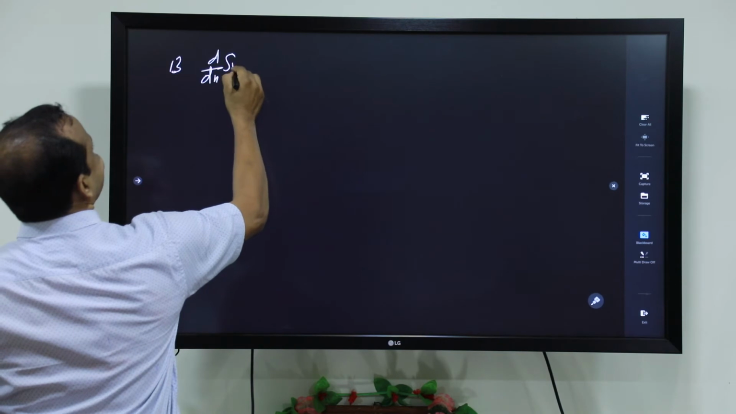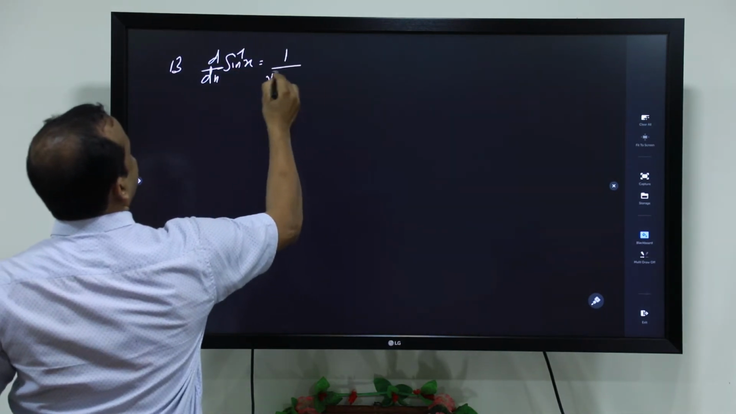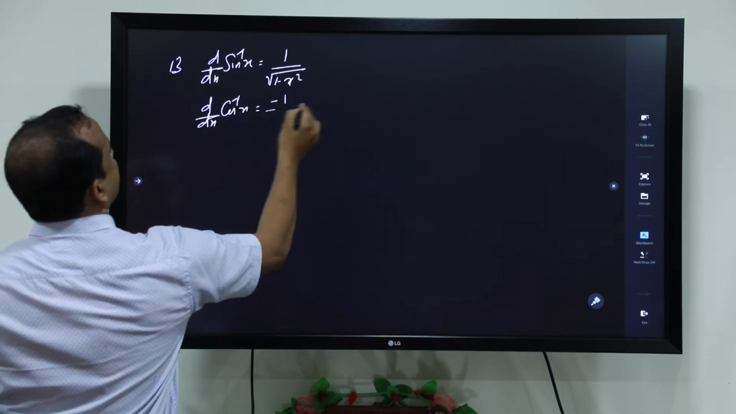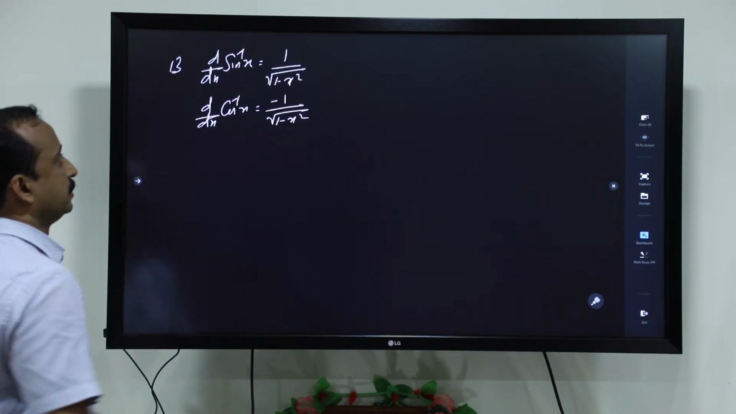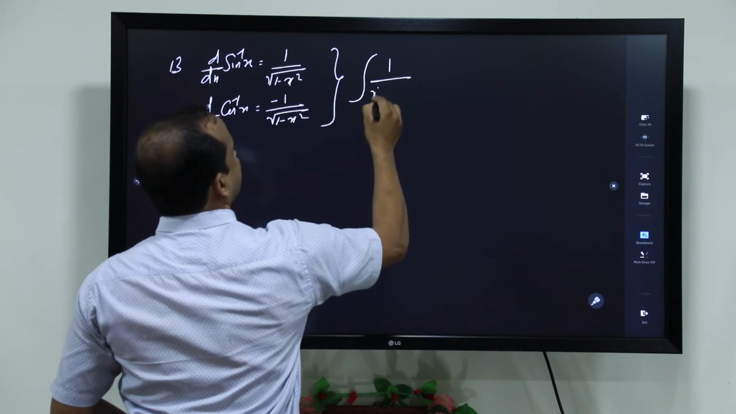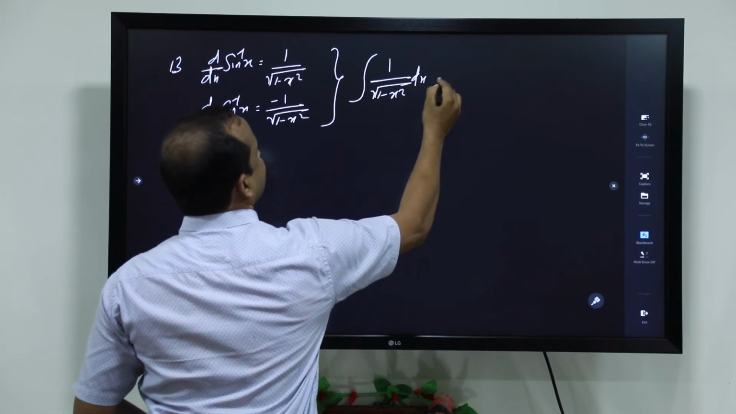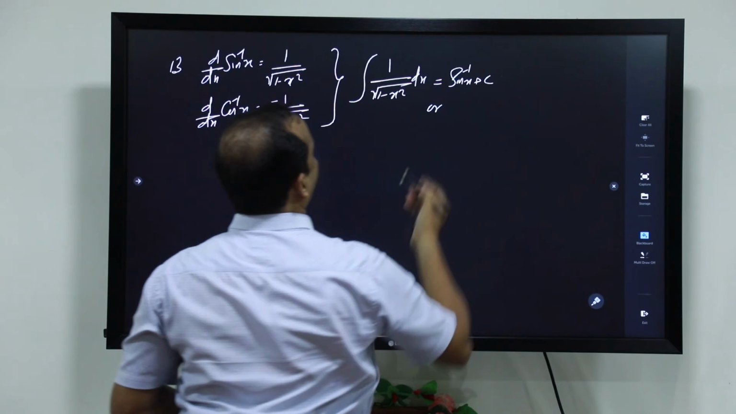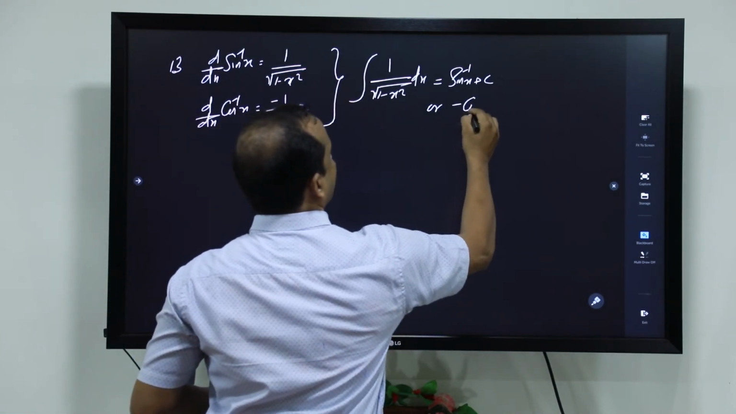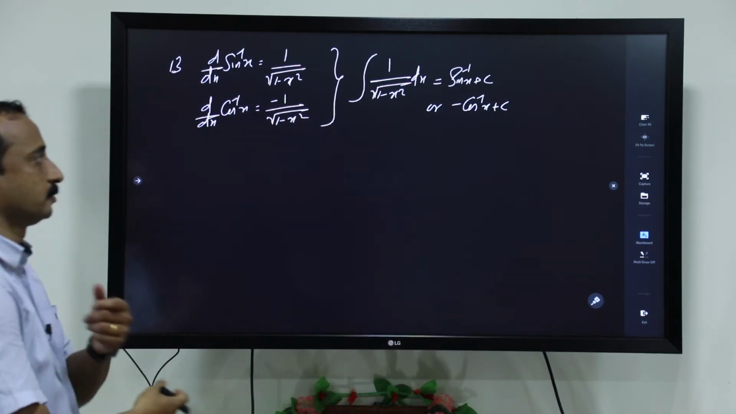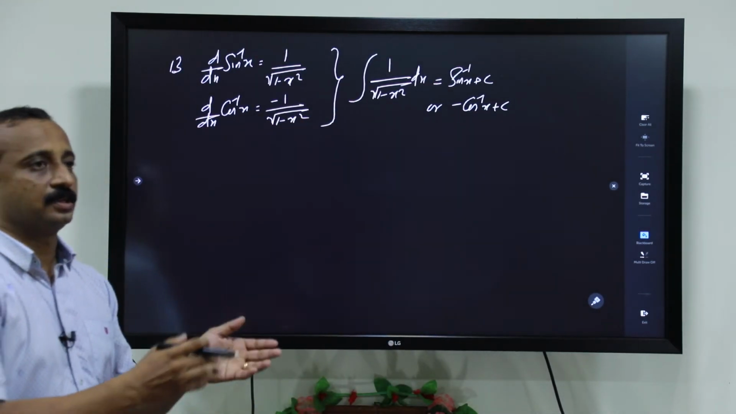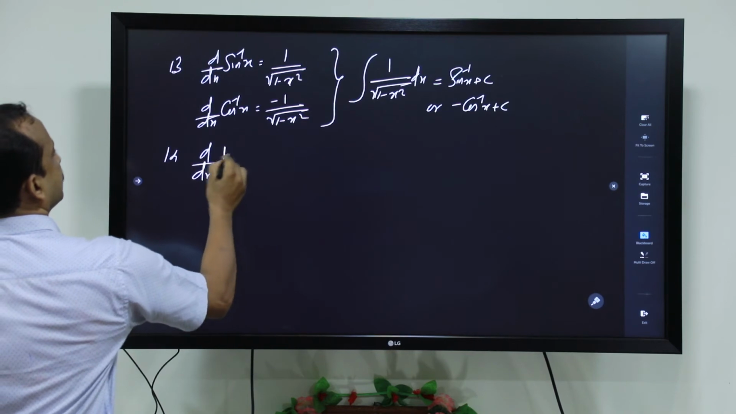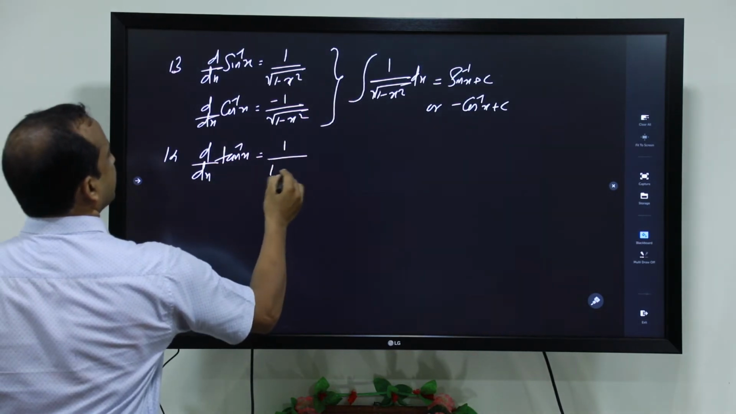Derivative of sin inverse x, inverse trigonometric function derivative, we already know is 1 by root of 1 minus x square, and derivative of cos inverse x, answer is minus 1 by root of 1 minus x square. In these two cases, integral of 1 by square root of 1 minus x square into dx is equal to, first answer is sin inverse x plus c, or this minus shifted to the left side, minus cos inverse x plus c. Two possibilities. So integral of 1 by root of 1 minus x square dx, answer is either sin inverse x plus c or minus cos inverse x plus c.